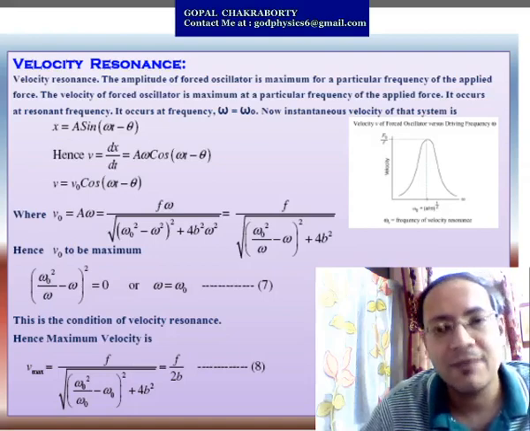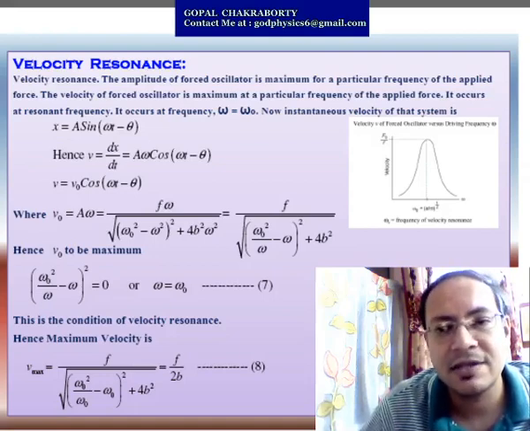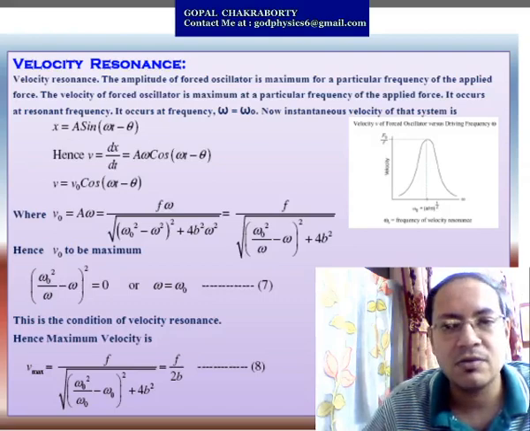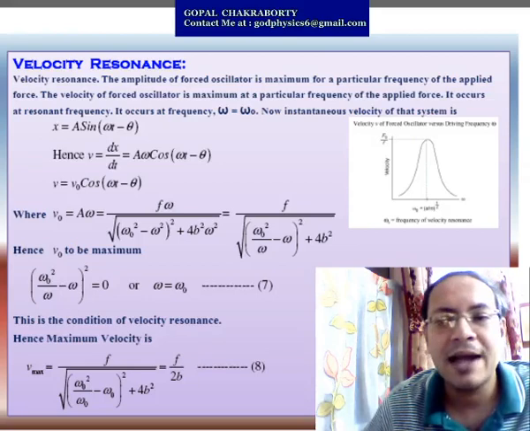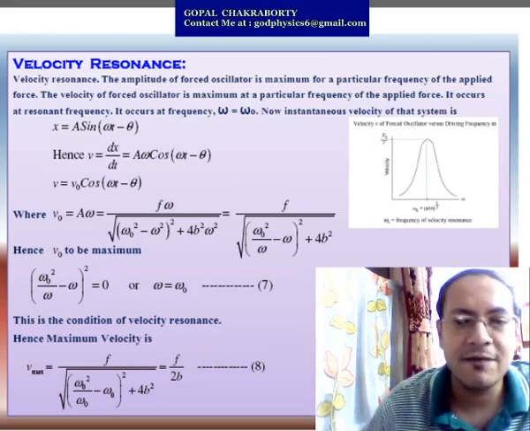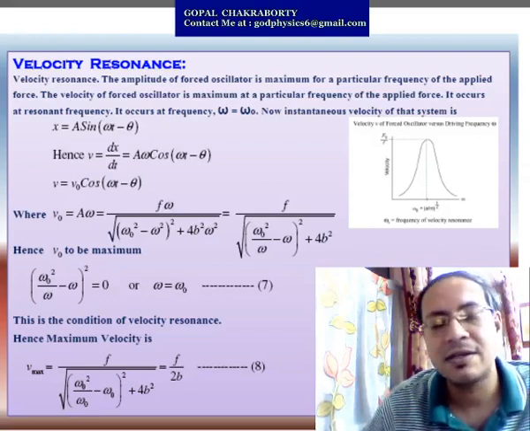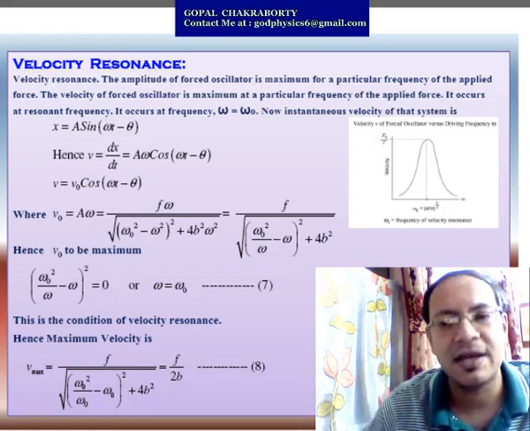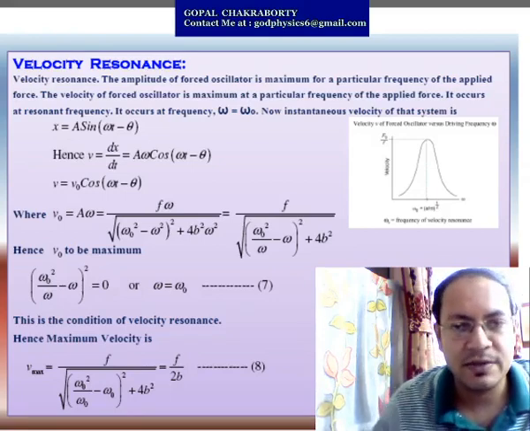So ultimately what will you achieve? The condition for velocity resonance, that is omega equals omega naught. That means when the natural frequency of oscillation is equal to the frequency of the external periodic force, that will help us achieve the maximum of velocity. So this is our velocity resonance. If you substitute the value of this condition in our first expression, you get the maximum velocity, that is nothing but small f by 2b.